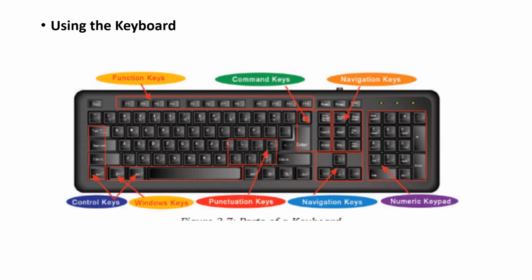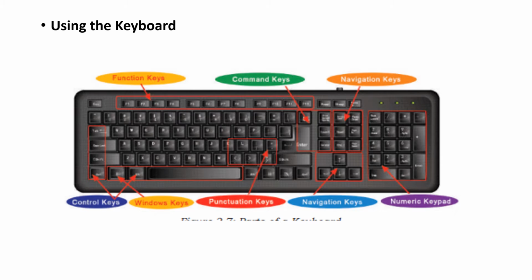All right, now next let's see some of our computer parts, and in that we are going to see first a keyboard. Here you can see an image of a keyboard. In that you can see a function key, command key, navigation key, numeric keypad, punctuation key, Windows key, and control key. Now let's see what all these have. Function keys are labeled from F1 to F12. You can see them in the image.